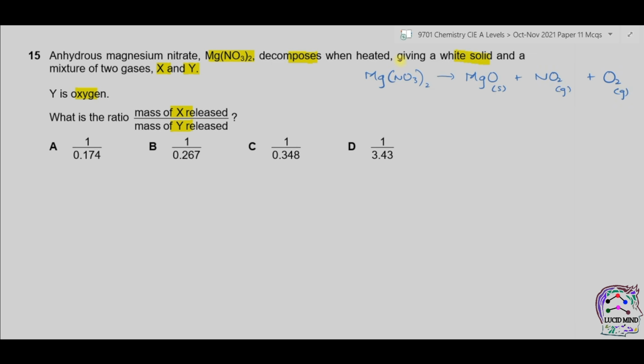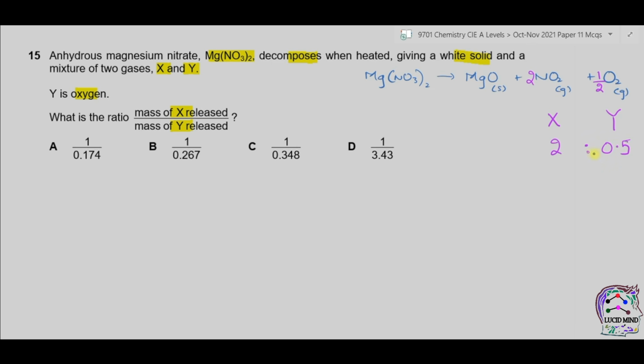Let's balance this equation. Magnesium is balanced. We have two nitrogen atoms, so we can write 2 with NO2. We have 6 oxygen atoms on the reactant side and we have 7 oxygen atoms on the product side, so we can write half with this one to make it 1. Now oxygen is balanced. According to the question, Y is oxygen, so it means X is NO2. And the number of moles of NO2 to oxygen is 2 to 0.5 moles.